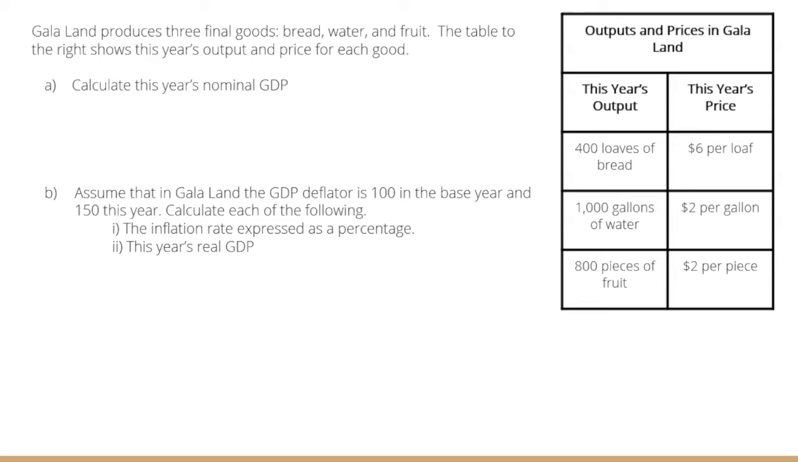All right, so let's figure this out. Here we have Gauland that produces 3 final goods: bread, water, and fruit. The table to the right shows this year's output and the price for each good. And we want to figure out the nominal GDP. Because it asks us to calculate, we have to show our work. Here, we know we have 400 loaves of bread and it costs $6 a loaf. We have 1,000 gallons of water, and it costs $2 a gallon. And lastly, we have 800 pieces of fruit, and it costs $2 a piece.